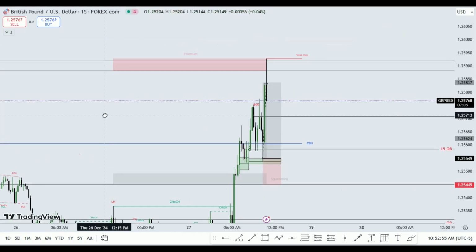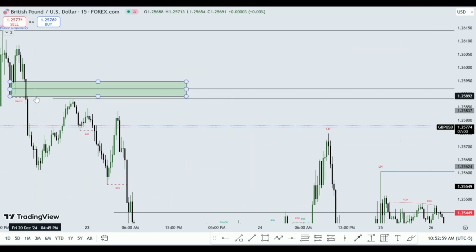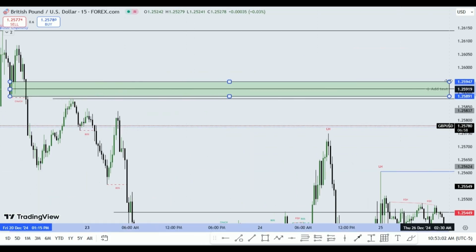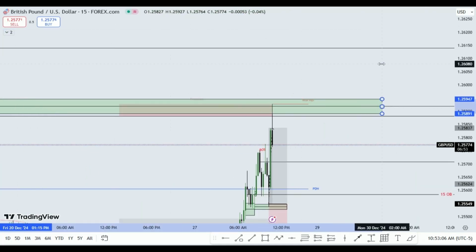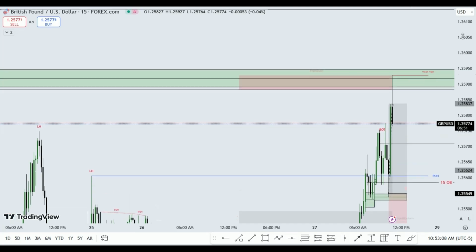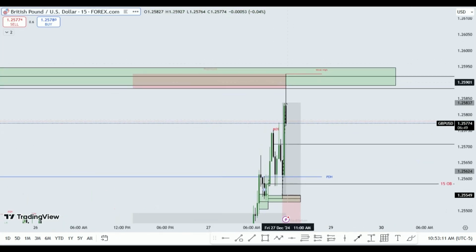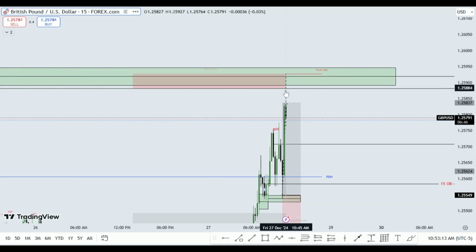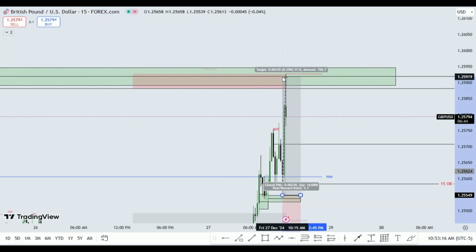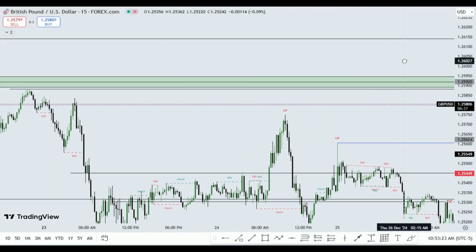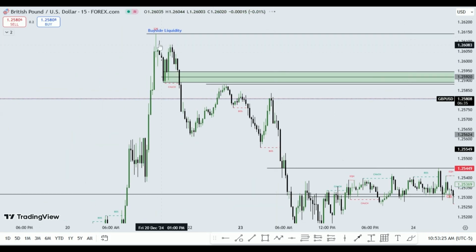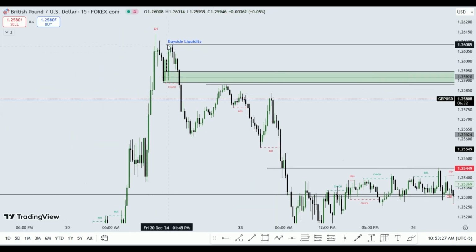Can you see this? The market already hit, and then what did the market do? This level, 50% of this fair value gap. The market hit. Live trade. Can you see 50% of this, which is 37.1. But still this high is valid. This high is also valid. This high is also valid.